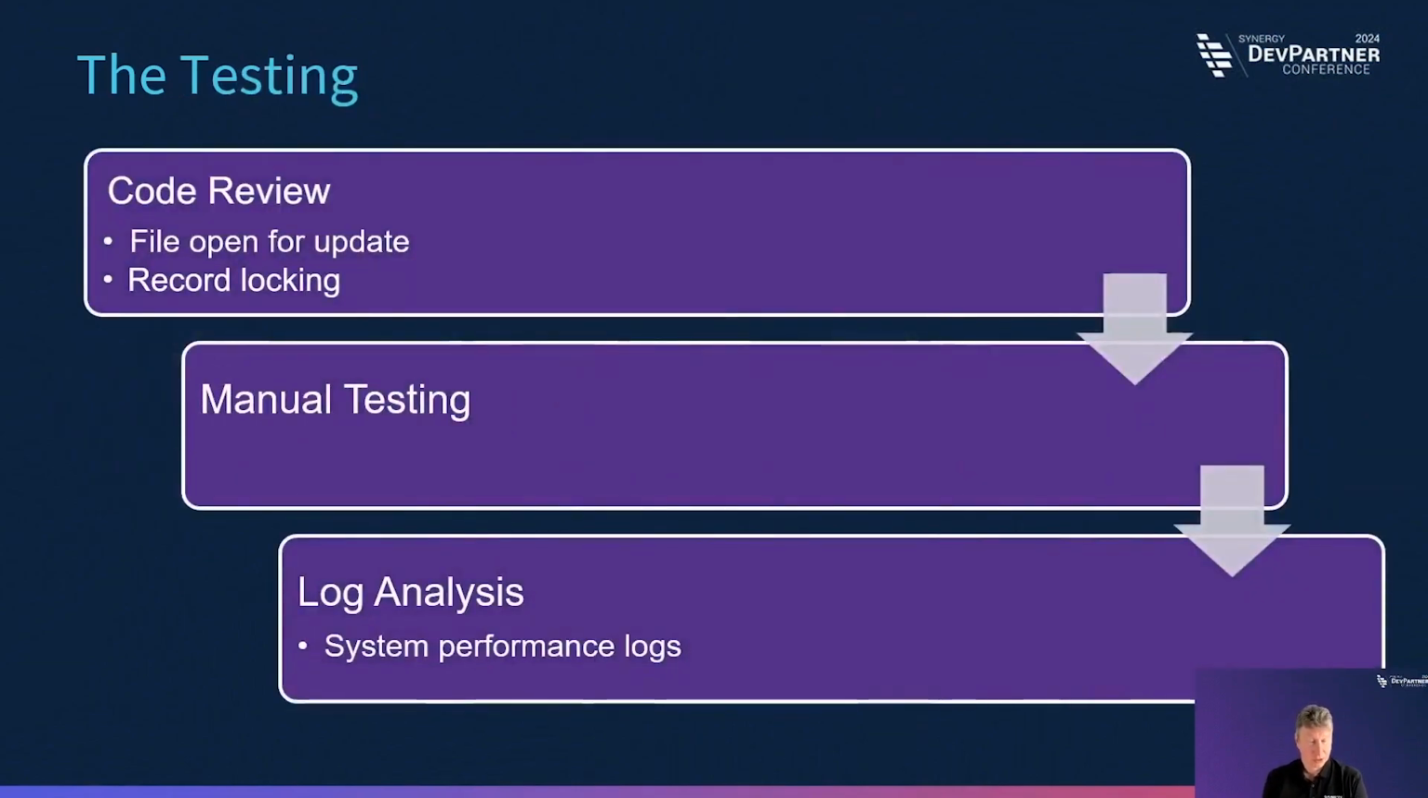So we tried quite a few things. We did a code review. We looked at all the file opens to see what was open for update and then checked all of the record locking in there. We did lots of manual testing to try to see if we could flush out the problem. And we ran some performance logging on the system and did some analysis of the logs, but we couldn't figure out what was going on in this system.